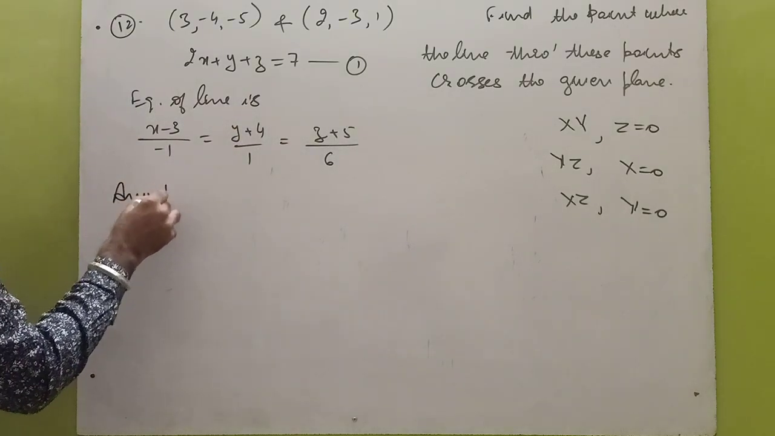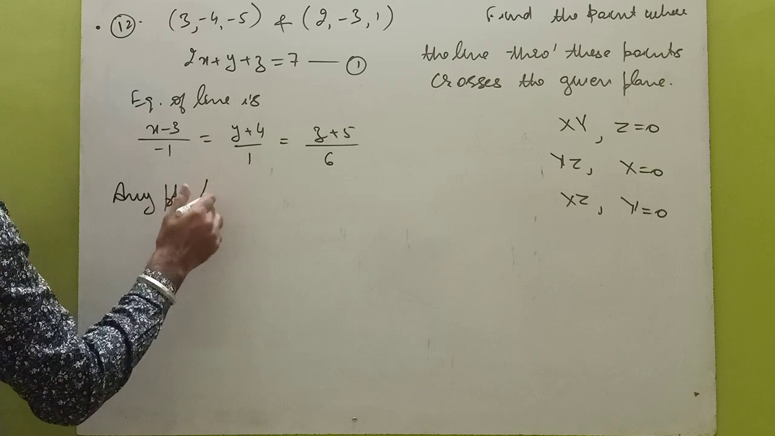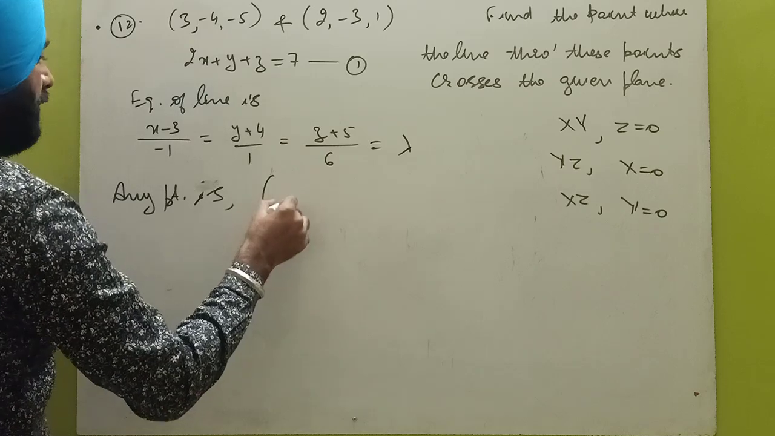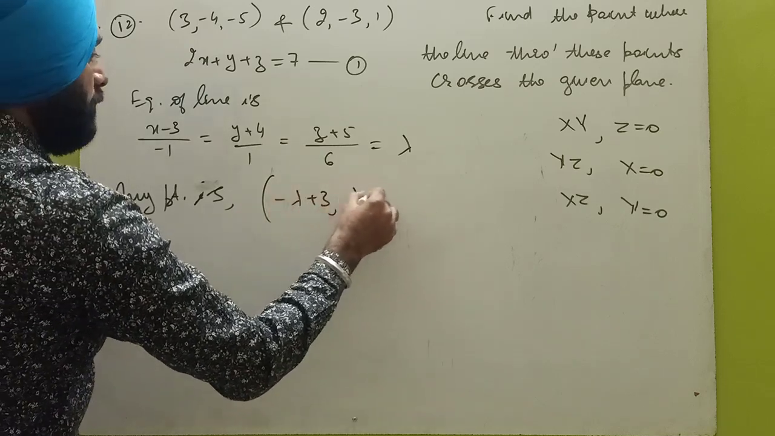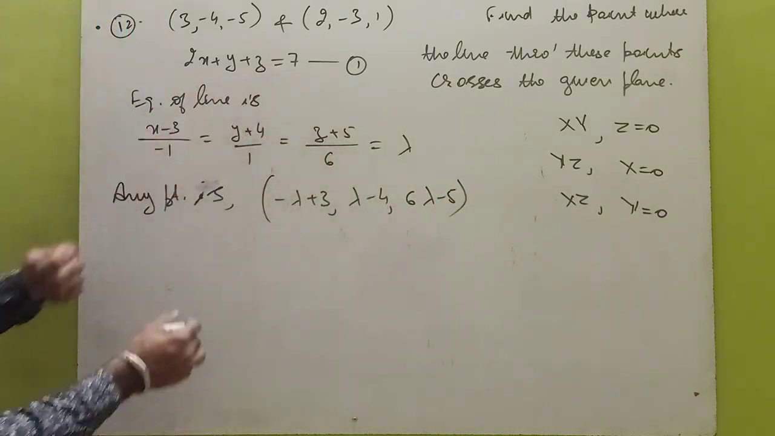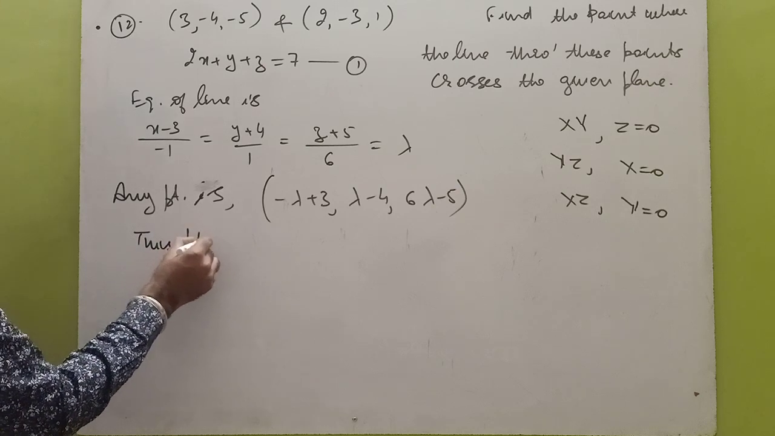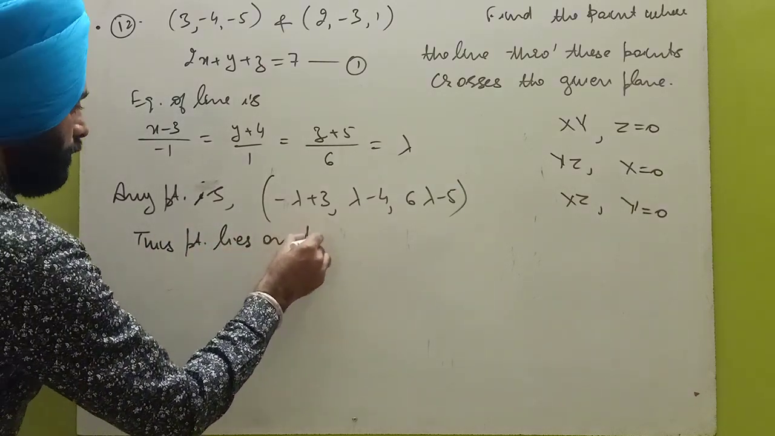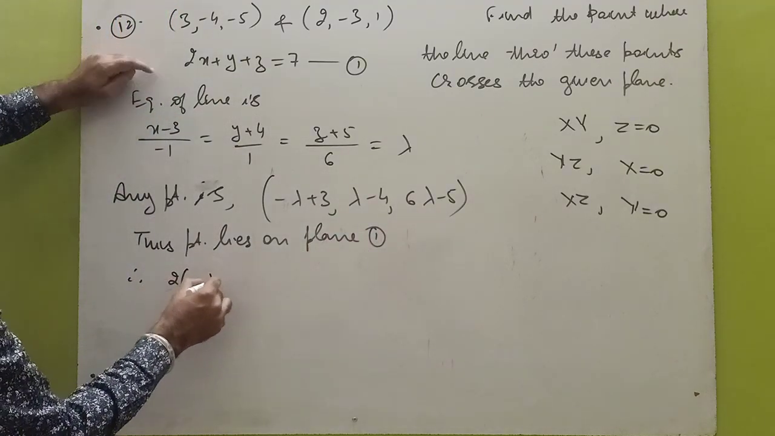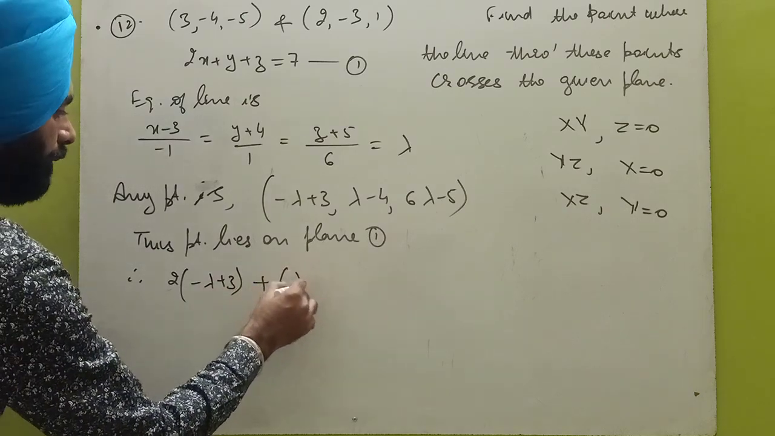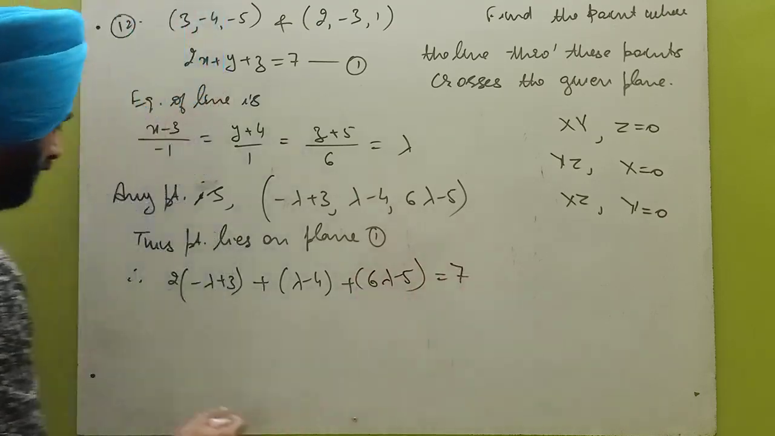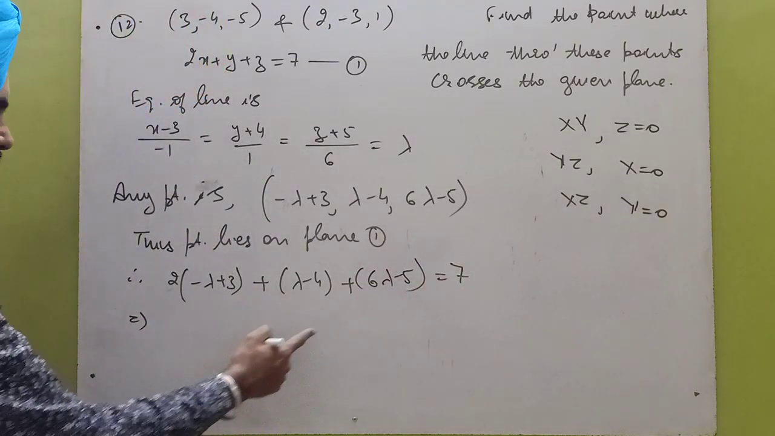Then find any point on this line. Any point is, again put lambda, then the point is minus lambda plus 3, lambda minus 4 and 6 lambda minus 5. Now put this point in this plane. This point lies on plane number 1. Therefore, in place of x put minus lambda plus 3, plus y, lambda minus 4, plus z, 6 lambda minus 5, is equal to 7. Minus 2 lambda and plus 7.